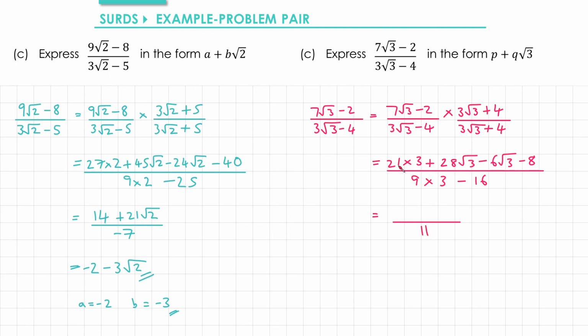And then on the top, we've got 63 minus 8, which is 55. We've got 28 root 3 minus 6 root 3 is 22 root 3. And then very conveniently, we can spot that 11 goes into everything. So dividing by 11 gives us 5 plus 2 root 3. If you want, you can write down that P equals 5 and Q equals 2.